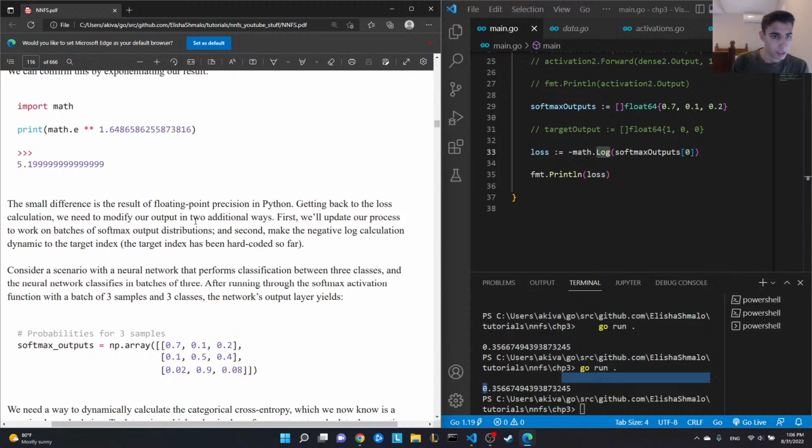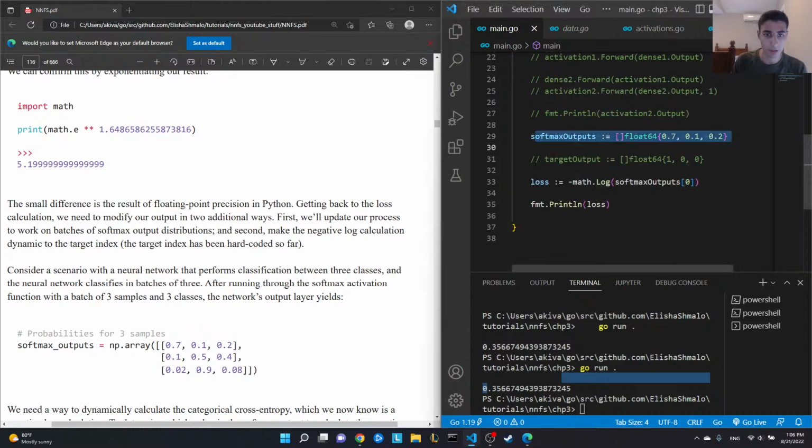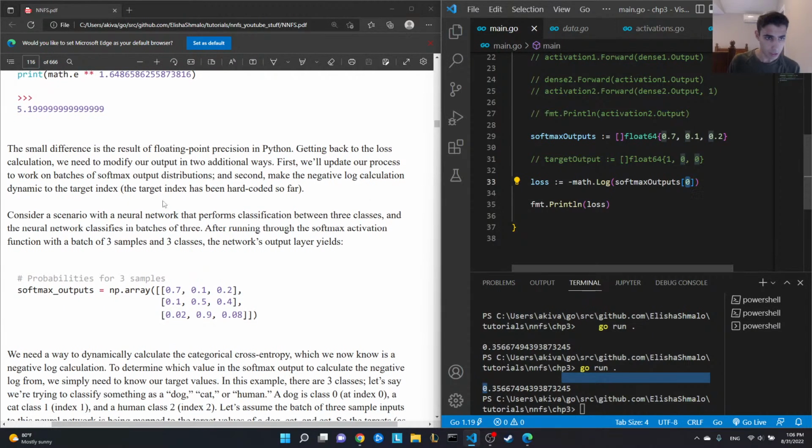Okay. Great. Getting back to loss calculation, we need to modify our output in 2 additional ways. So this is too simple, we have to do some modifications. First, we'll update our process to work with batches of softmax output distributions, and second, make the negative log calculation dynamic to the target index. So as you can see, we're hard-coding in the index, we have to make that dynamic, and we also have to handle for batches, which will be 2-dimensional, not 1-dimensional. Okay, so let's do this.